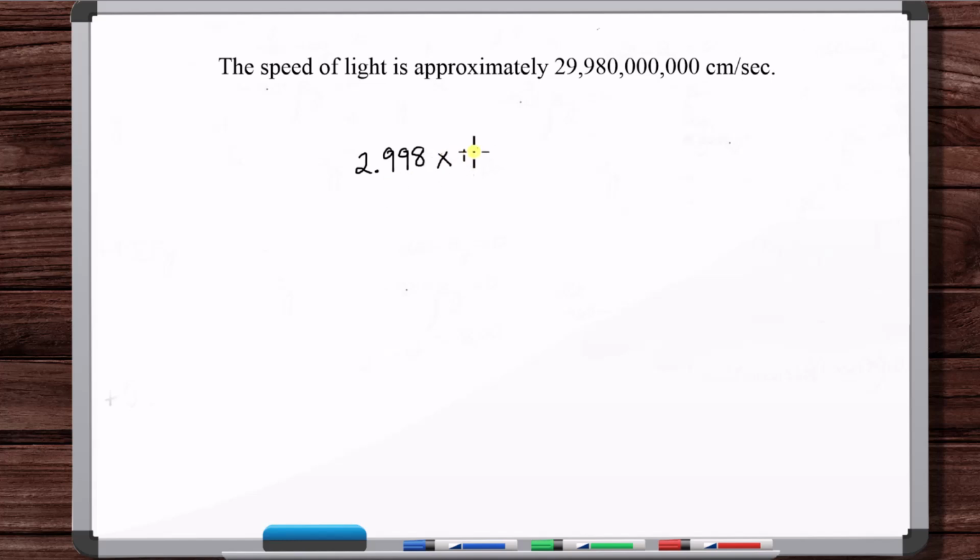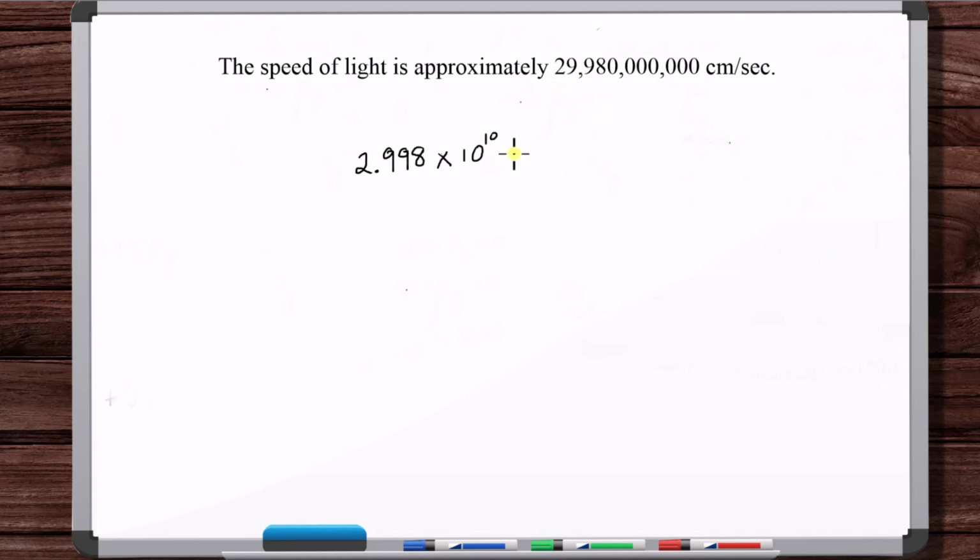Okay, times 10 to the what? So it's going to be a positive integer because our actual number is bigger than 2.998. Okay, so our decimal point is starting here. Now 1, 2, 3, 4, 5, 6, 7, 8, 9, 10.